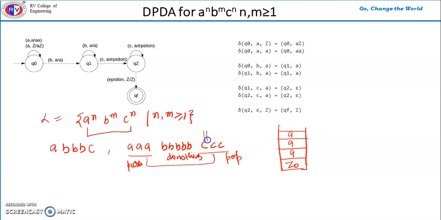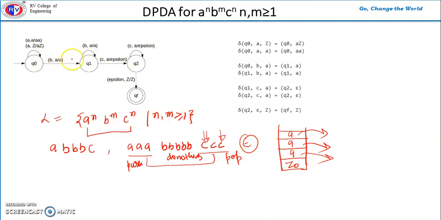As soon as C comes, the top of the stack will be A only, because we have not done anything. When we read B, we did not perform any push or pop operation, so the content of the stack did not change. When we read the first C, the top of the stack is A, and we pop it. We read the second C, the top of the stack is A, and we pop it. We read the third C, and pop it. Then epsilon means end of the input. When we read epsilon, Z is on the top, and we go to the final state.